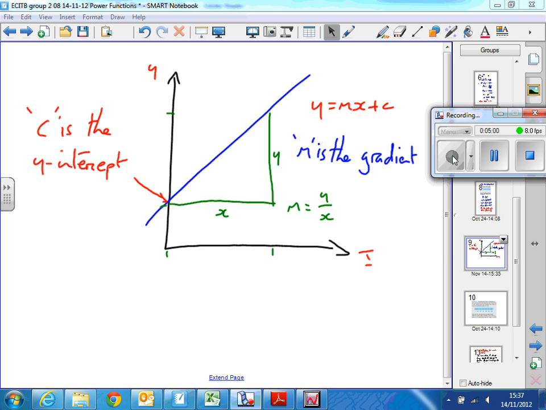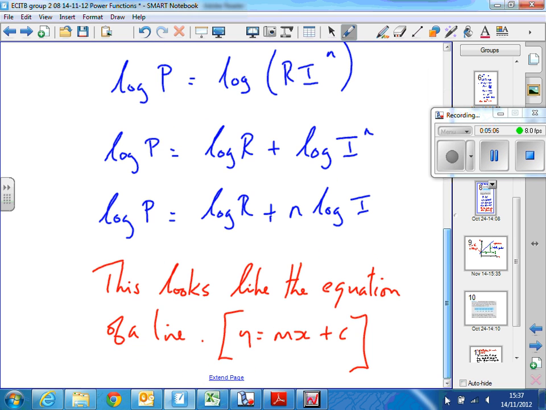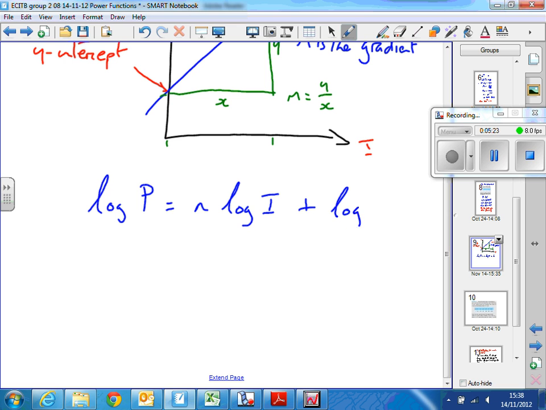It will help here if I rewrite this. We had at the end of this side, we had log p equals log r plus n log I. If I write the n log I first, so log p equals n log I plus log r, which is what we had before, but I've just switched the two terms on the right hand side. And now underneath, if I write the equation of the line, we can see a direct relationship between the two.